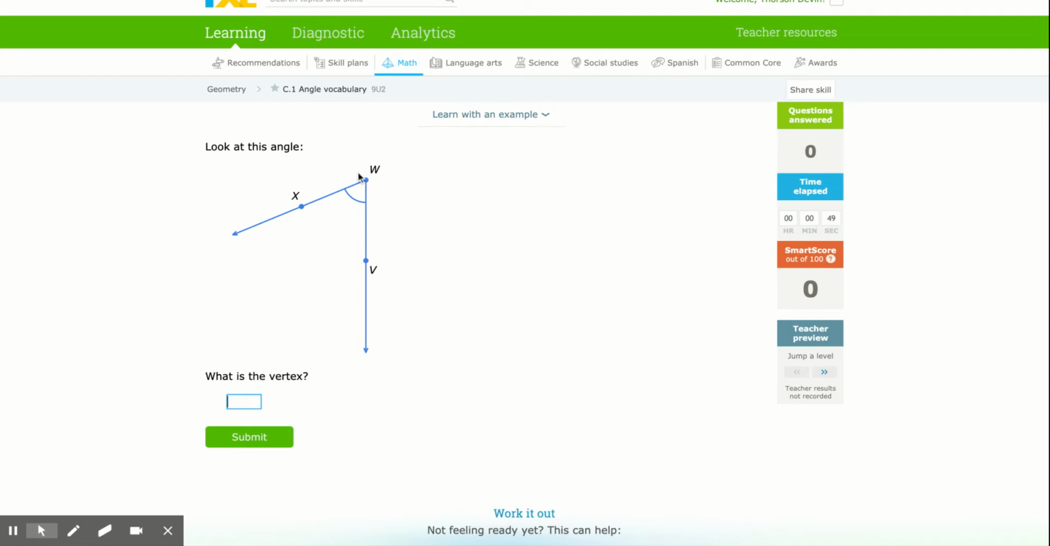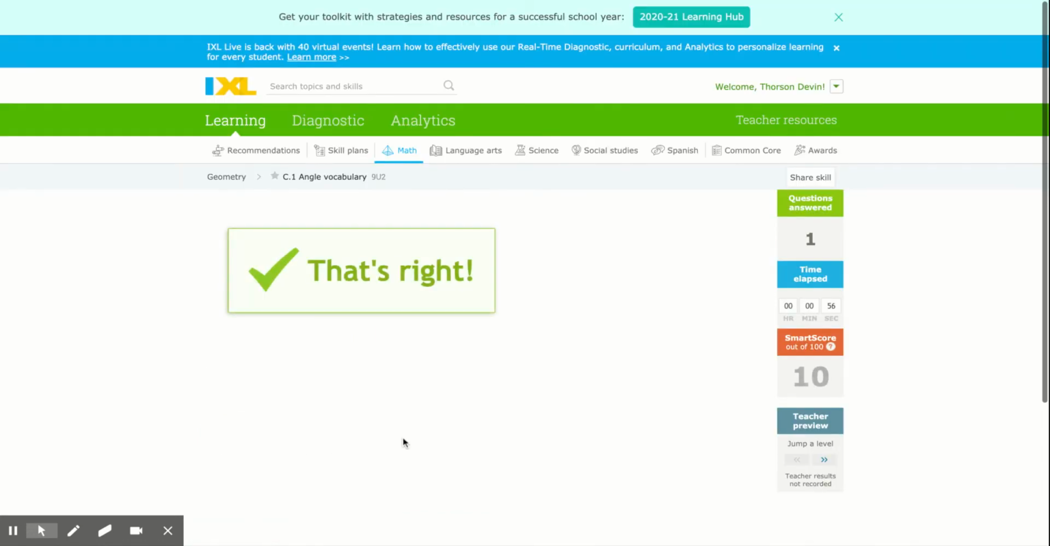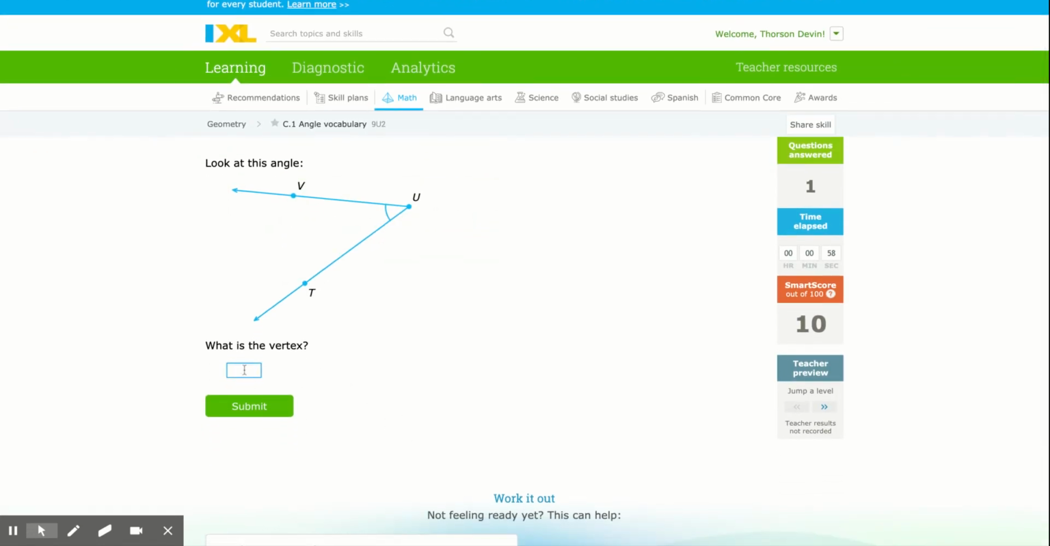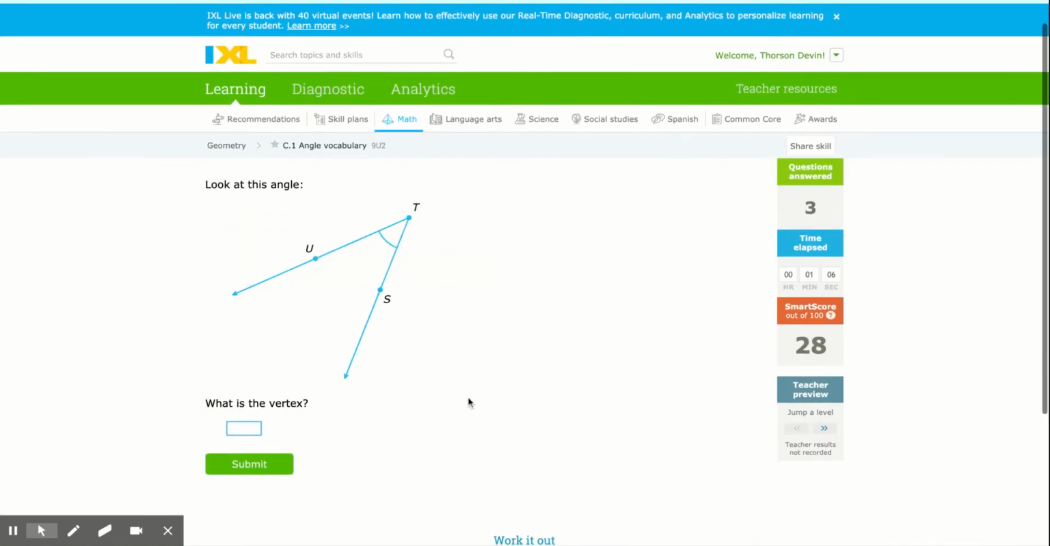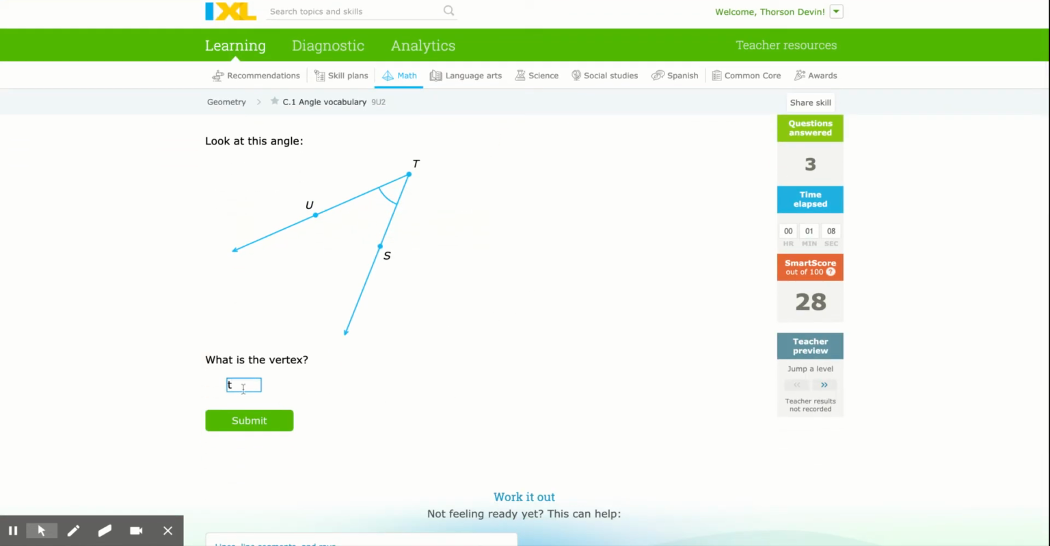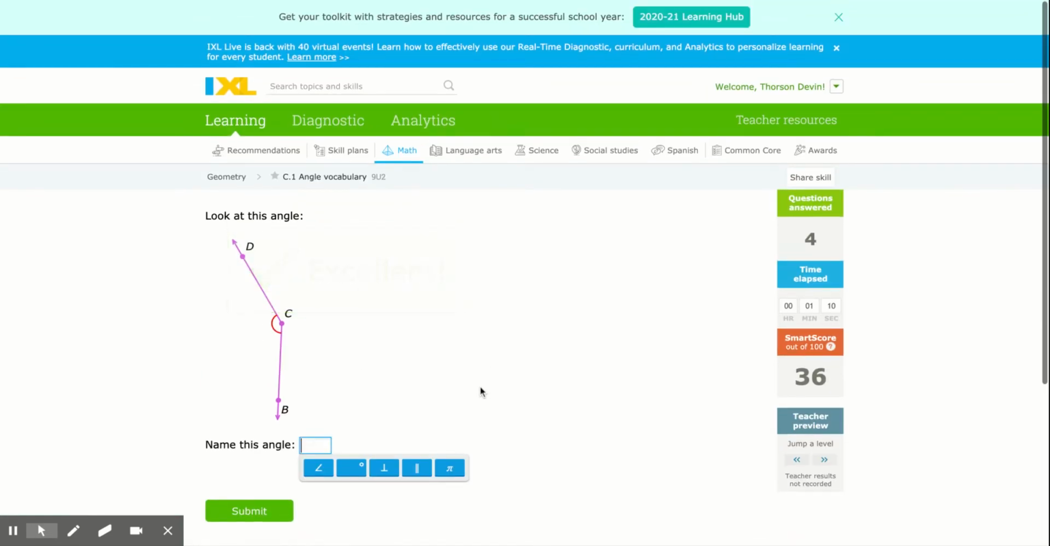What is the vertex? The vertex is the point or corner of the angle, so it's just W. And you don't need to do capitals, which is nice. Again, what's the vertex? U, because that's where the corner is. What's the vertex? U. What's the vertex? T. And it will get a little bit more involved.